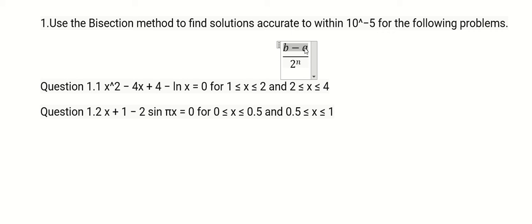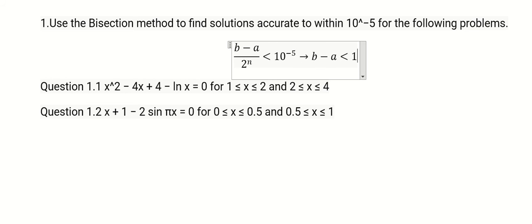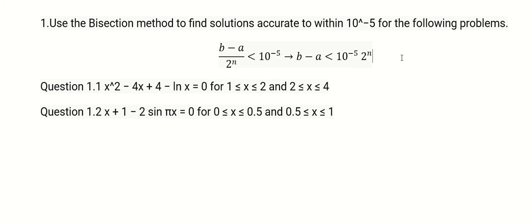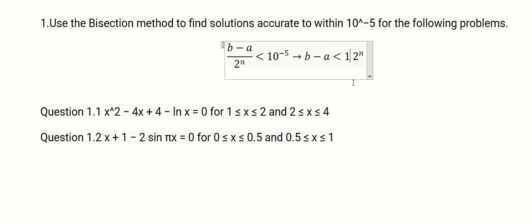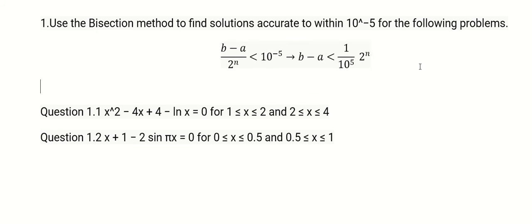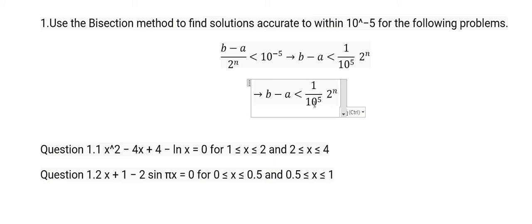Because of the range, we keep the first one, and now we need to divide by 2 how many times. This is the average with n times, which should be smaller than 10 to the power of negative 5. So I will put this on the right, and that is 1 over 10 to the power of 5. So I will move this one to the left.